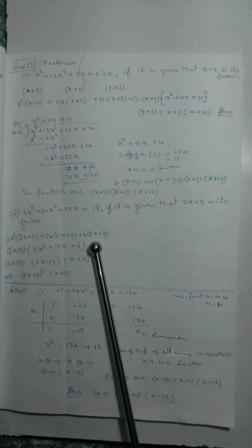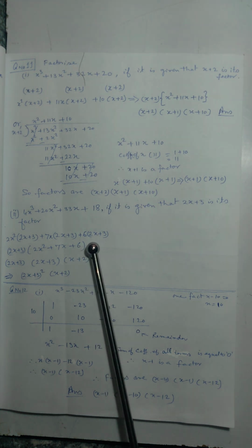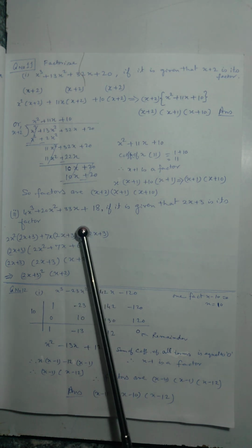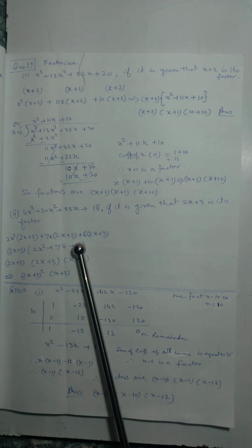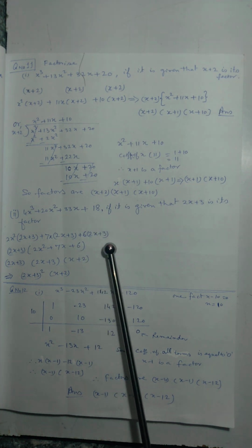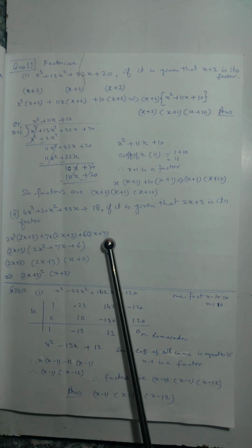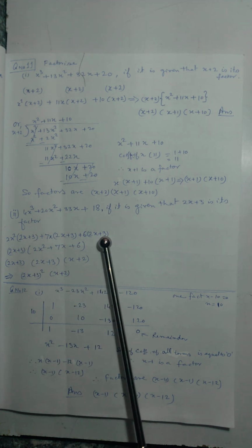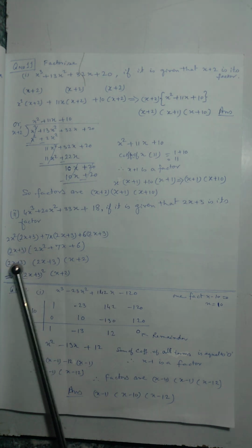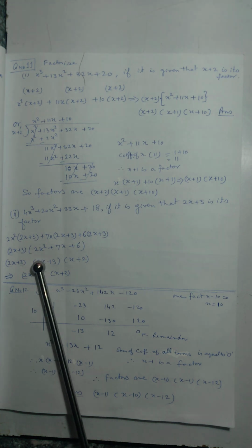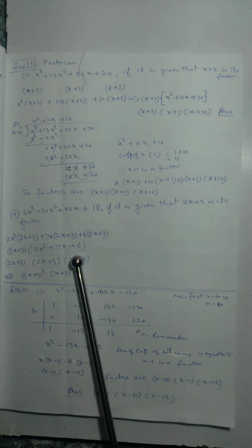That is 6 2s are 12. I have written here 6 into 2x, so that 12x plus 21x will be equal to 33x. So you have got 33x in total. Now 6 into 3 will be 18. So hence now you have got 2x plus 3 at three places. Now take it common. 2x plus 3 is common. Now we are left with the quadratic, that is 2x square plus 7x plus 6.